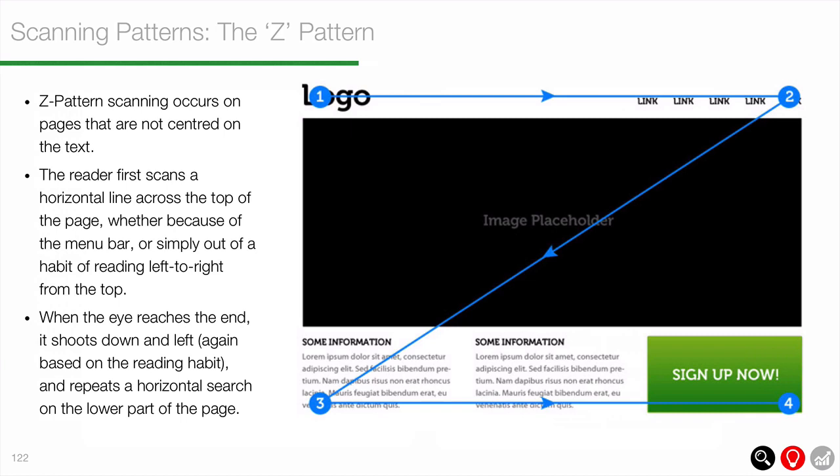So we covered some interesting things there, didn't we? The F pattern, the Z pattern, and we talked a little bit about some other elements of content. So we're next going to start thinking about how we can start applying some of these things in our everyday designs.